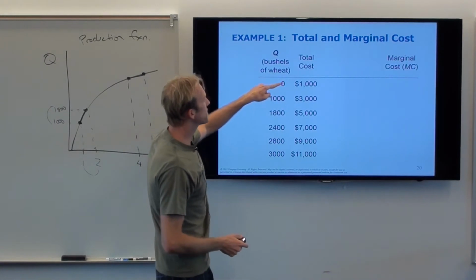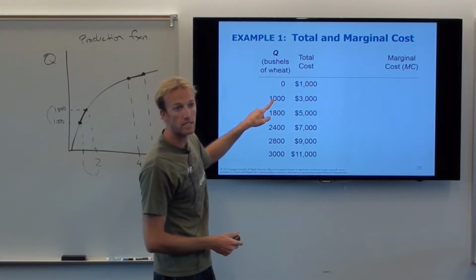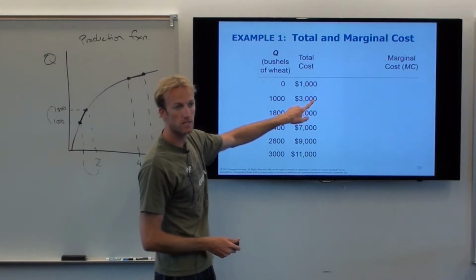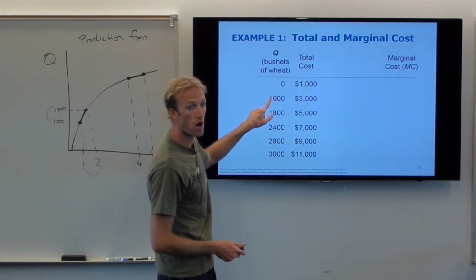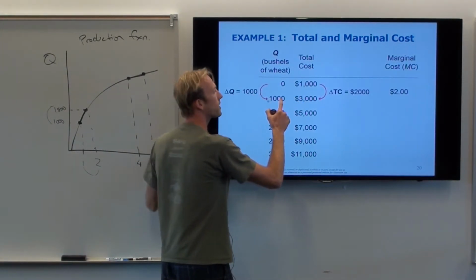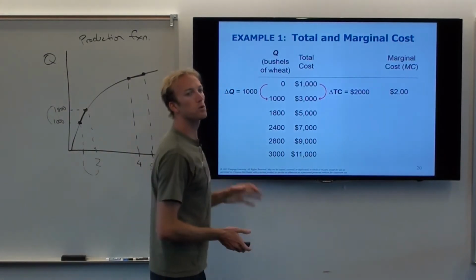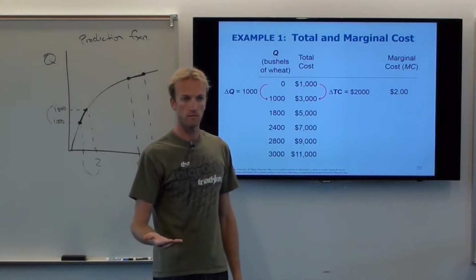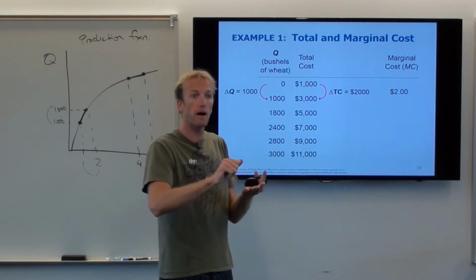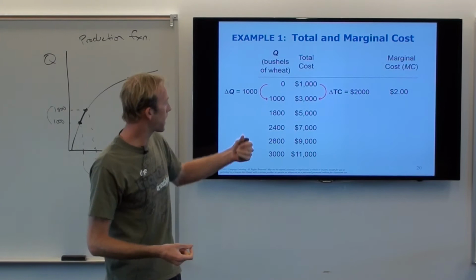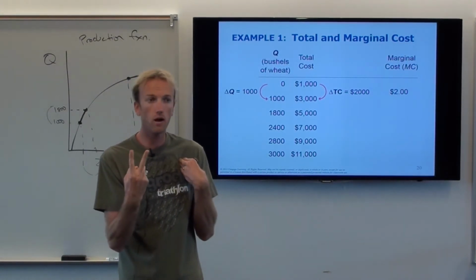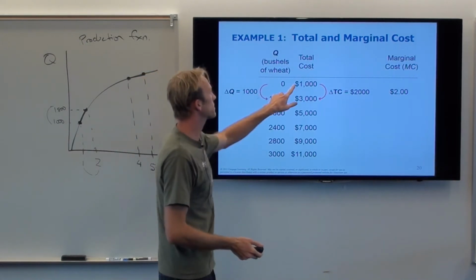So as I go from 0 to 1,000 bushels of wheat, the cost goes from $1,000 to $3,000. That makes sense? So I have 1,000 more product, my costs go up $2,000. So what's my marginal cost? How much did my total cost go up every time I had one more wheat? Just $2. At this spot, every time I have one more product, it's costing me $2, because every time it goes up 1,000, it goes up $2.